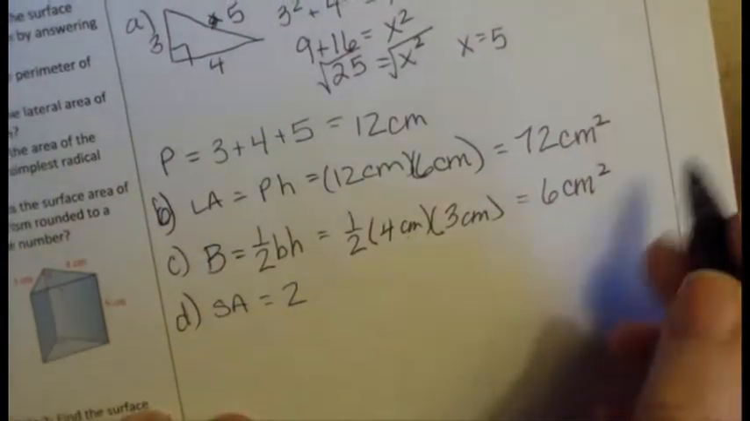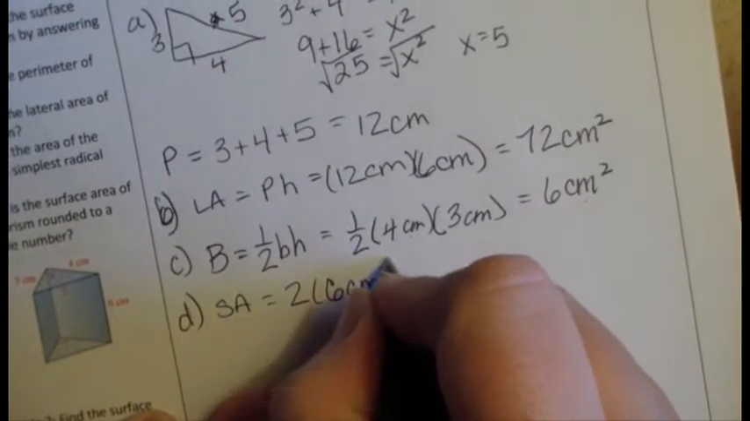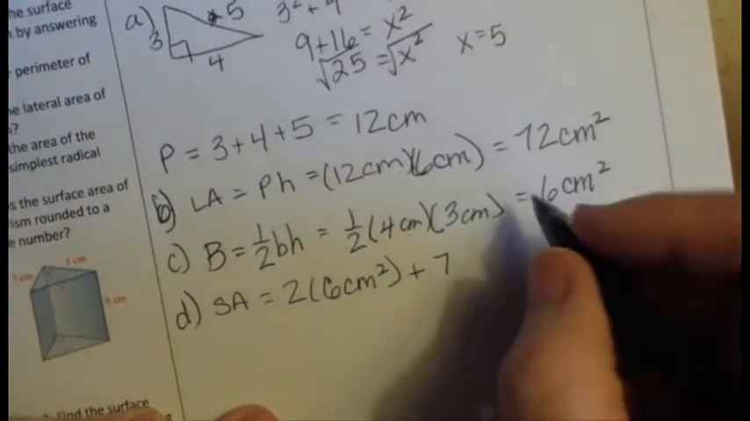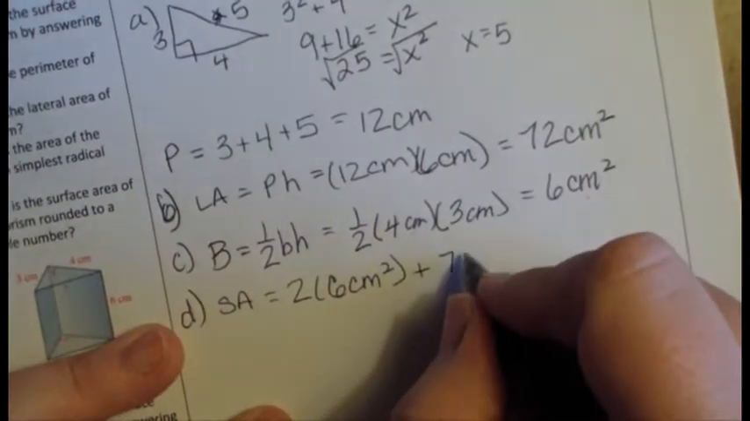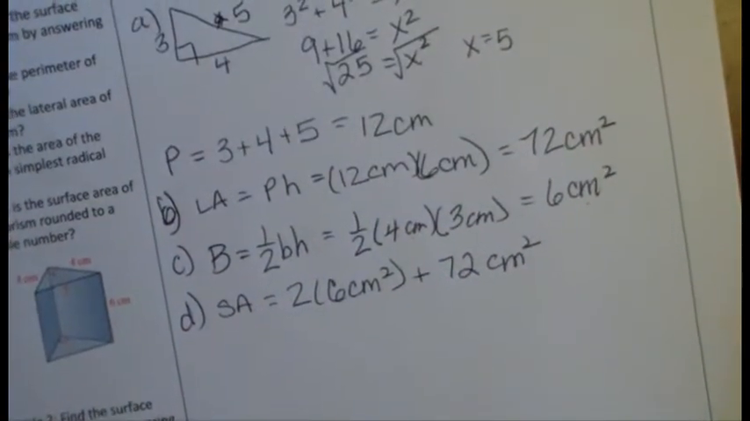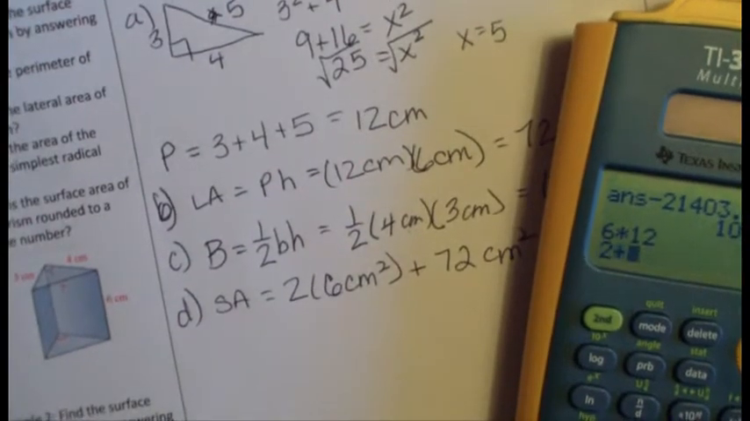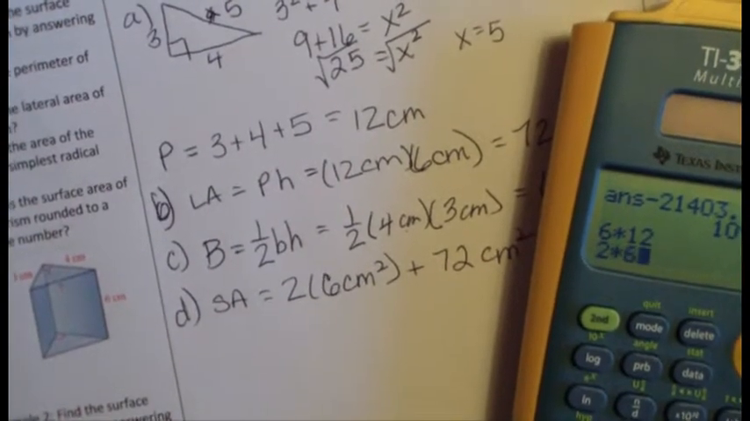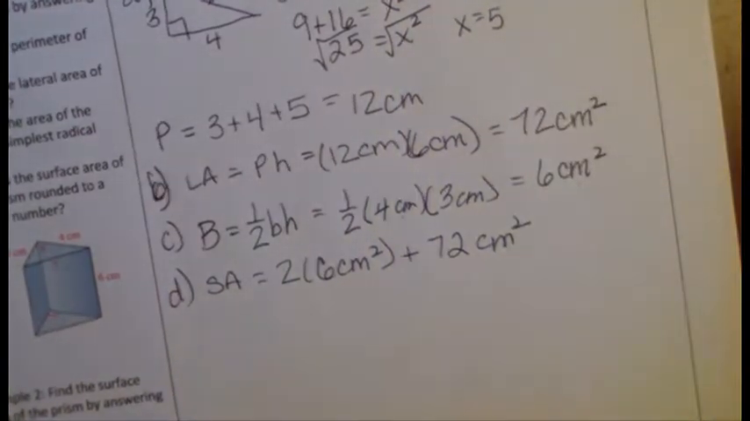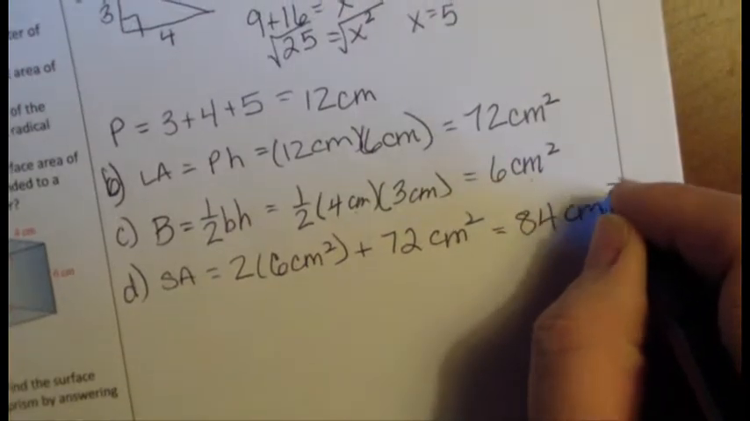And so that way, the surface area of our entire prism is equal to 2 times the base, which is 6 centimeters squared, plus the lateral area, perimeter times the height of the prism. So 2 times 6 plus 72 is 84. So our surface area, 84 centimeters squared.